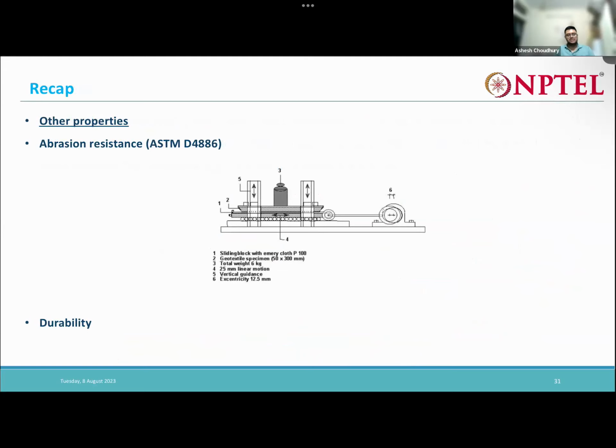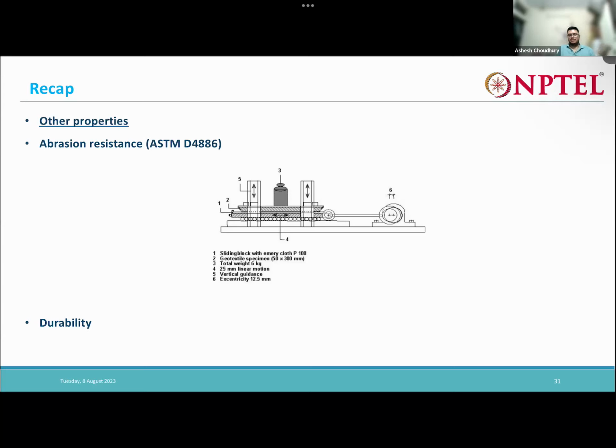Now we have some other properties. First is the abrasion resistance. Abrasion resistance means, I told you, when we apply some geotextile in the field, say in pavement construction or a reinforced earth wall, there will be friction between the soil, or gravel, and the geotextile.